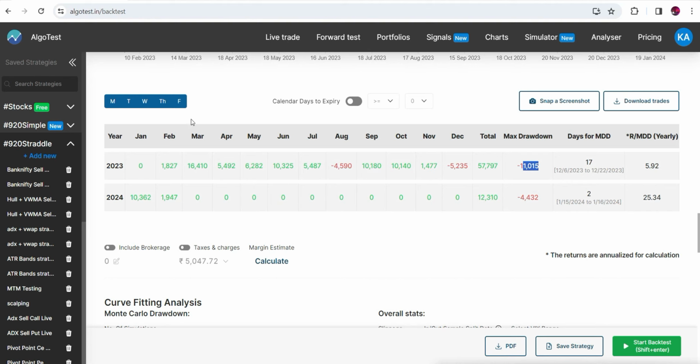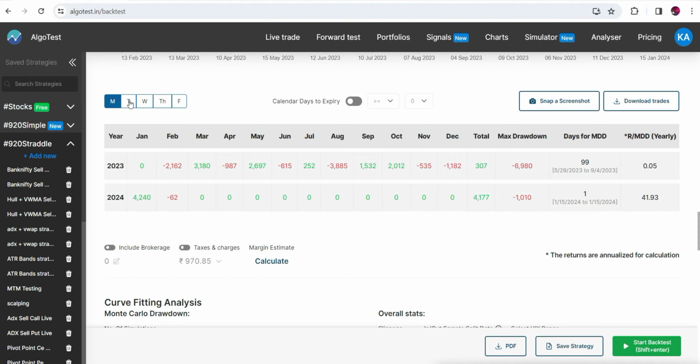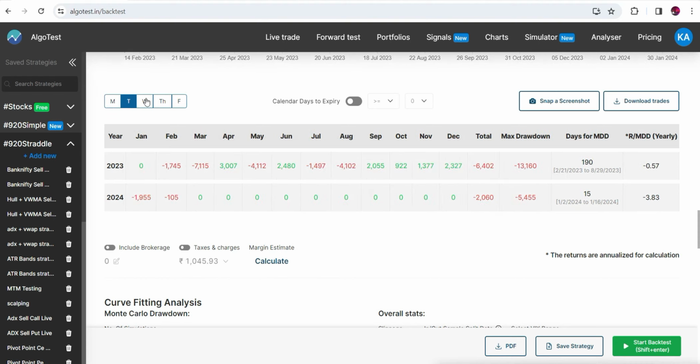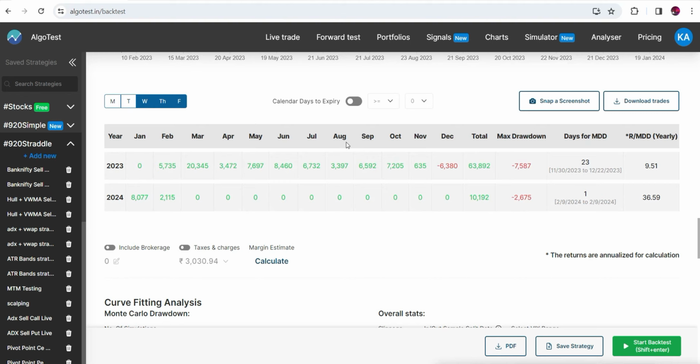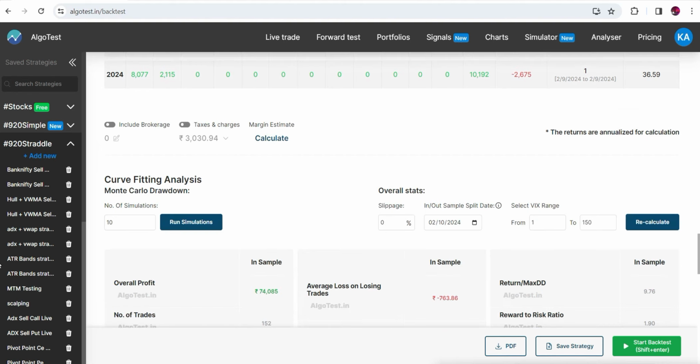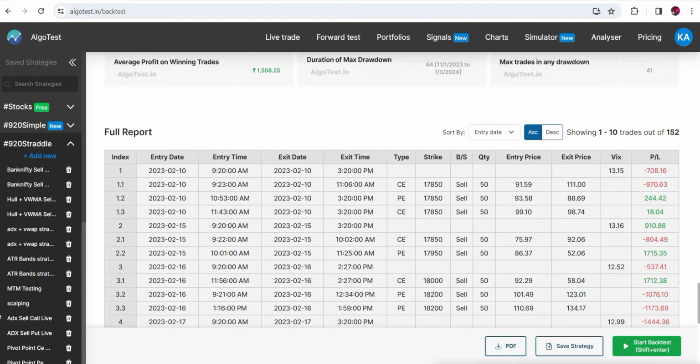We can also check how much profit we get if we do this strategy only on Monday. You can see on Monday the profit was not much. So if we select Tuesday, how much profit? Tuesday was a loss, so we will select Wednesday, Thursday, and Friday. You can see that on Wednesday, Thursday, Friday, we are getting good results. Now we can also add some slippage as we are doing selling. So we should add some slippage. Still the results are good.